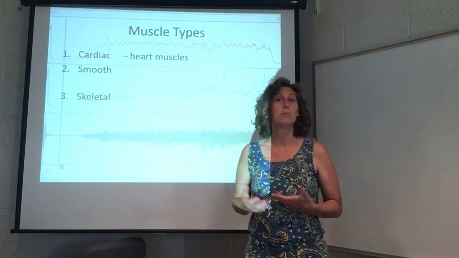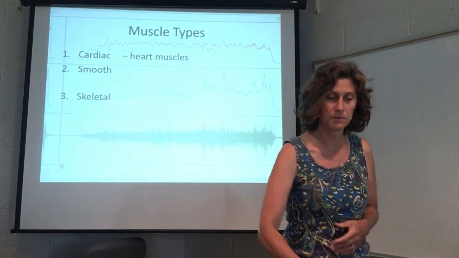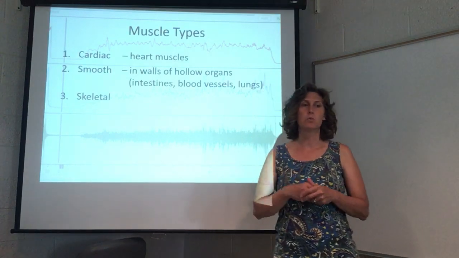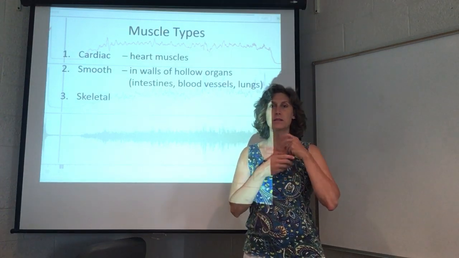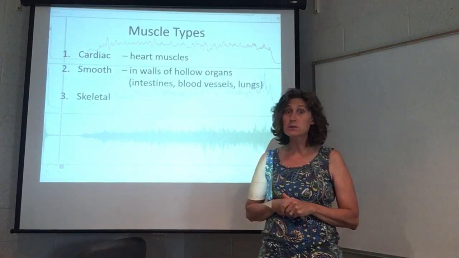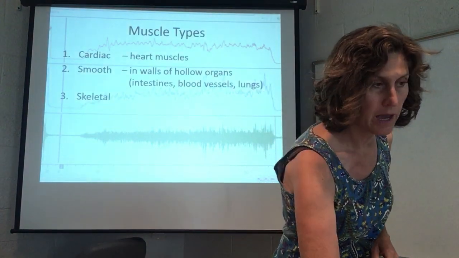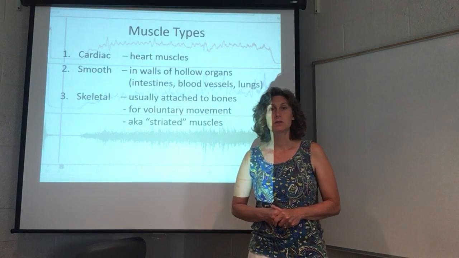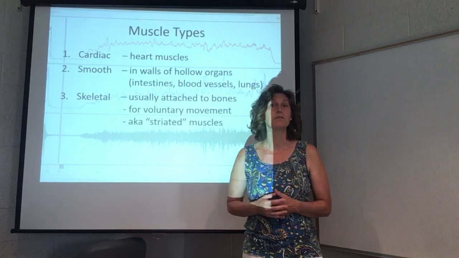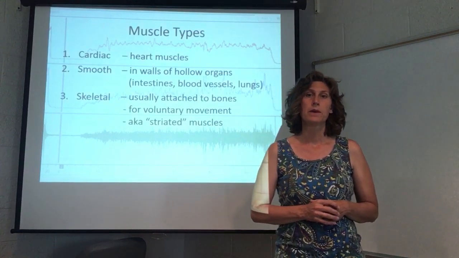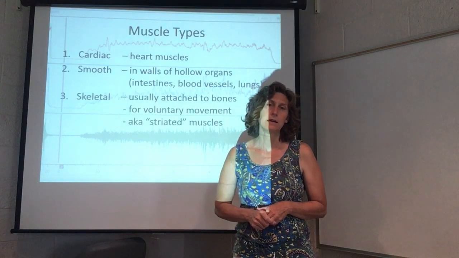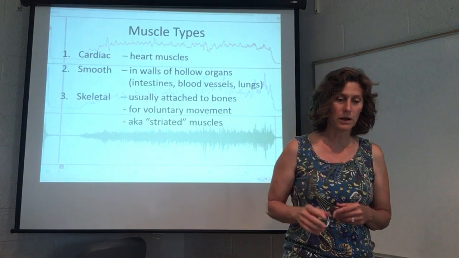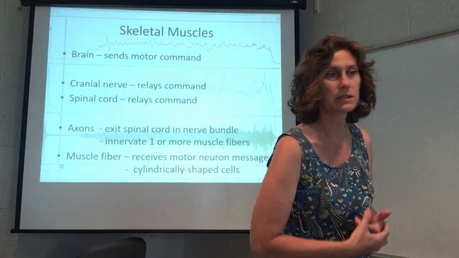So the cardiac muscles are heart muscles. The smooth muscles are typically seen in the walls of the hollow organs. So these are our intestinal muscles, blood vessels, and lungs. And then the skeletal muscles are attached to bones. So they are typically what's involved in voluntary movement. They're also called striated because they look like they're striped. And we'll be looking at some graphics that give you a sense of how that looks in a minute.